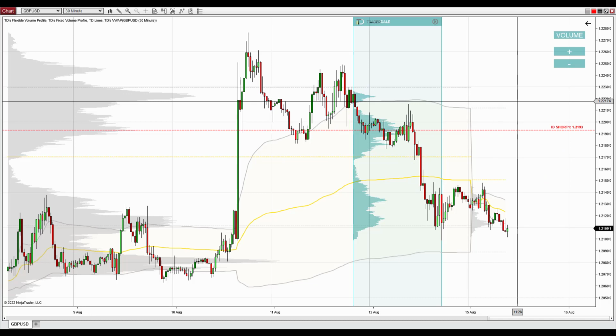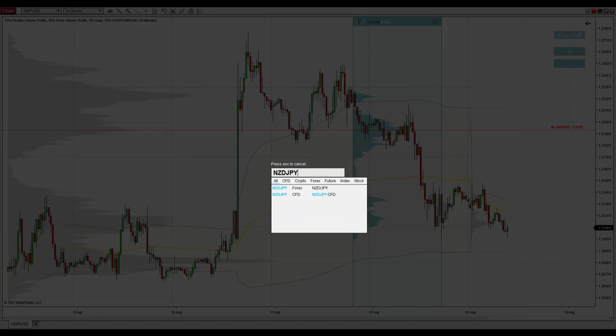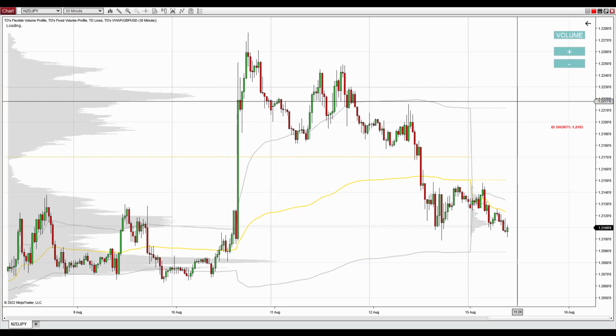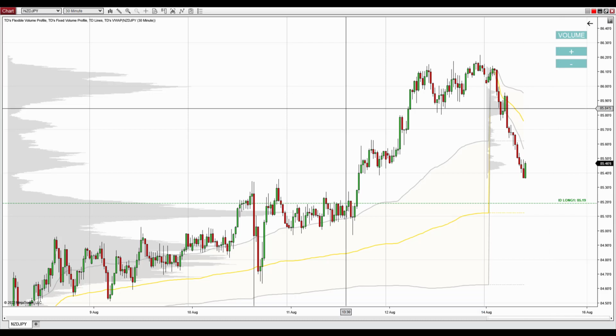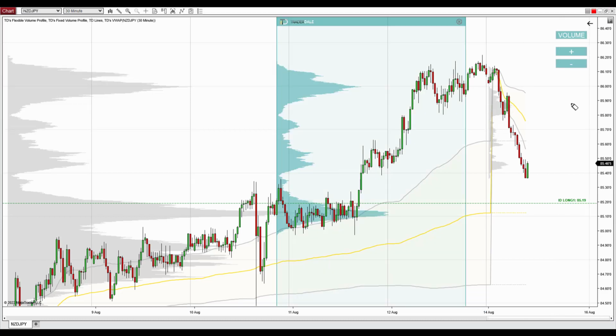The next trading idea that I'd like to talk about is on the New Zealand dollar Japanese yen. So let's check it out. In here we have volume accumulation set up as well, as in the previous case. And on this chart, it is right there. Those are the significant volumes from which very strong trend activity started.